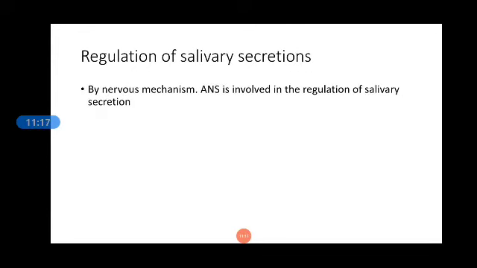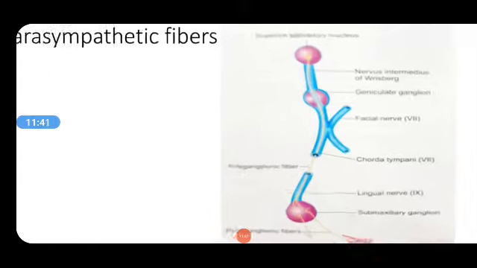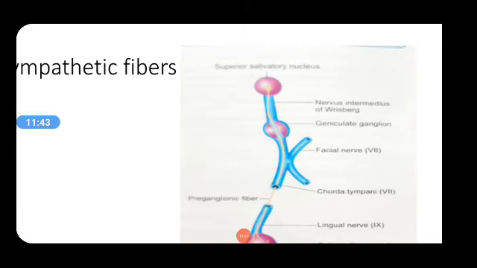Now let us see how these salivary secretions are regulated. It is mainly regulated by the nervous mechanism. That is, the autonomic nervous system is involved in the regulation of salivary secretions. What are the autonomic nervous system fibers? The parasympathetic fibers and the sympathetic fibers. First let us see the parasympathetic nerve supply to the submaxillary and sublingual glands.